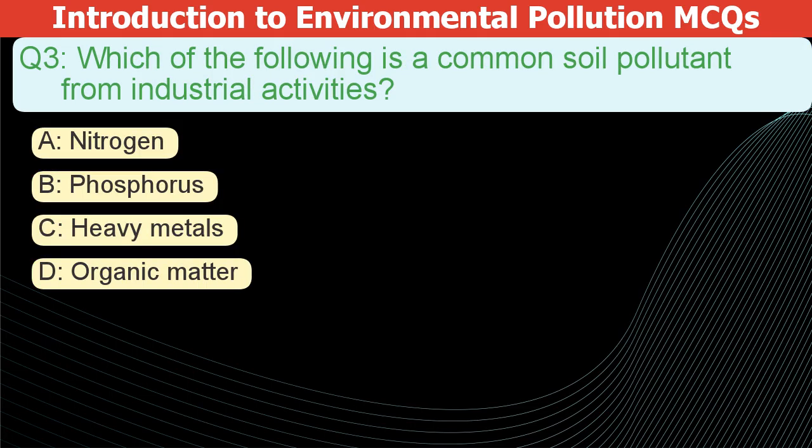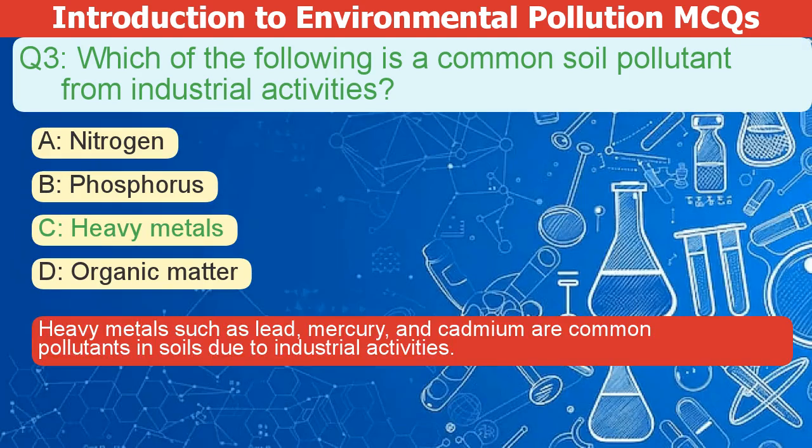Which of the following is a common soil pollutant from industrial activities? A. Nitrogen. B. Phosphorus. C. Heavy metals. D. Organic matter. The correct answer is C. Heavy metals, such as lead, mercury, and cadmium, are common soil pollutants due to industrial activities.